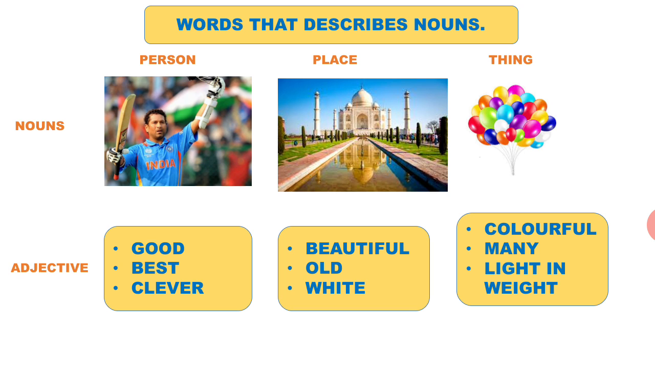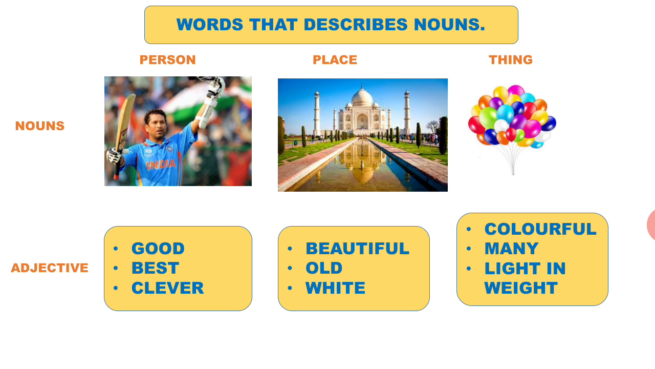For example, here is a picture of Sachin Tendulkar. Sentences like: he is a good person, Sachin is a good person, Sachin is the best cricketer, Sachin is a clever batsman. So words like good, best, clever, all these are describing words which describe a person.